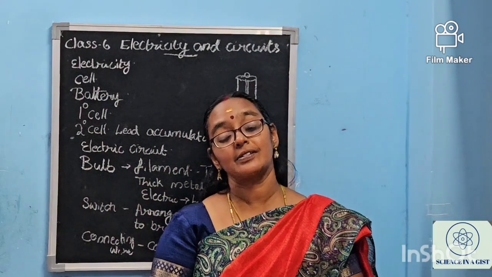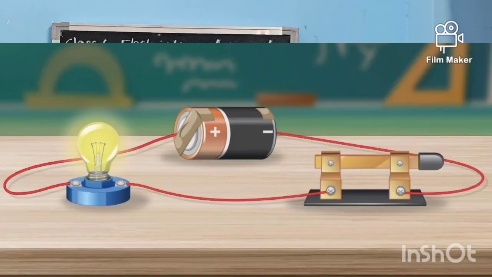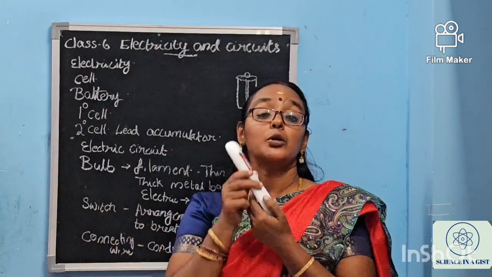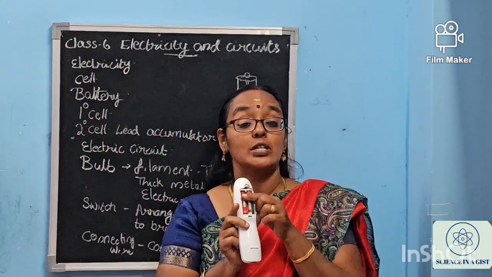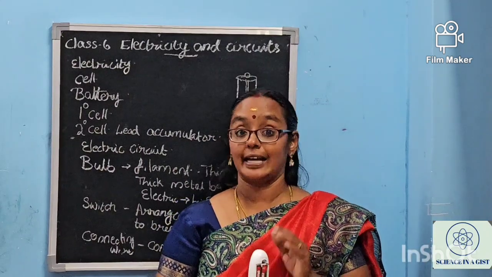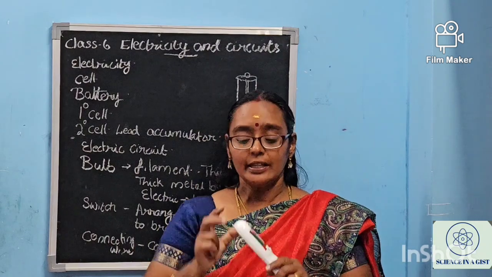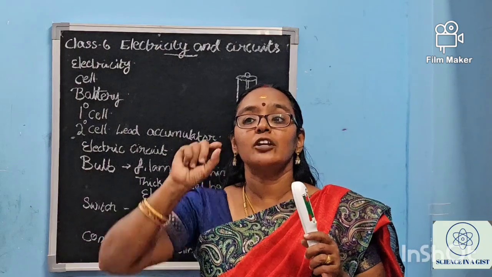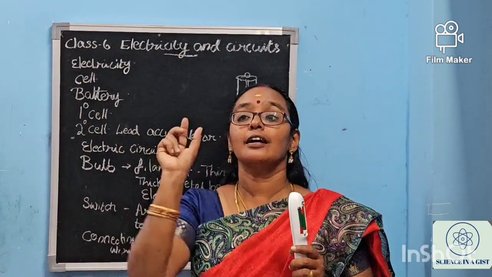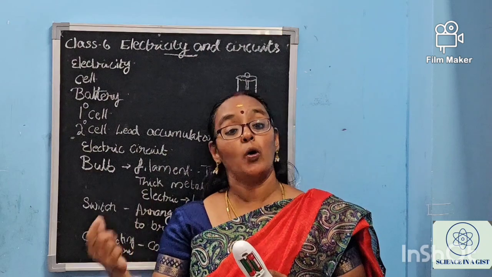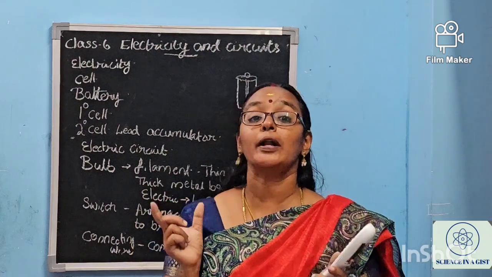So what are the components in an electric circuit? An electric circuit contains a cell or a group of cells. Group of cells means, in this remote I have told you there are two cells. When a group of cells are there, we say it is a battery. So for an electric circuit to work, there should be a battery or cell, connected with a connecting wire, and then an electric device which has to be worked, say a bulb. Then there will be a switch for on and off. All these are the components of an electric circuit.